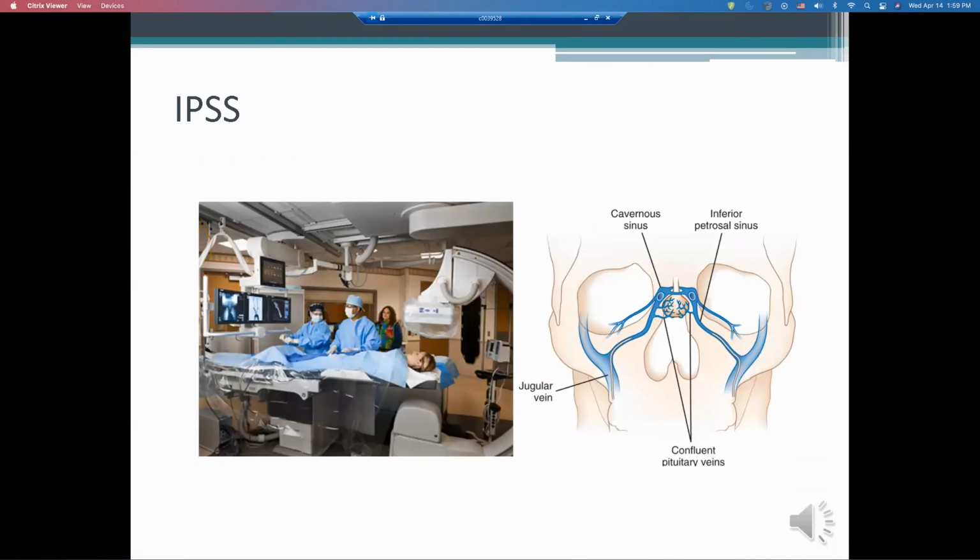Doctor? Yes. So the only case where we say the patient has Cushing disease, not syndrome, is when the origin is the pituitary gland. Right? Yes.